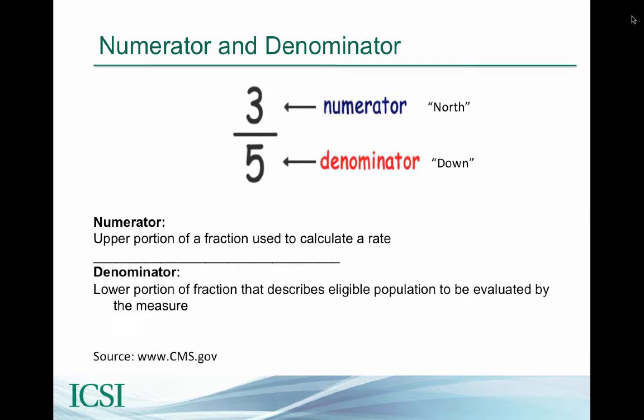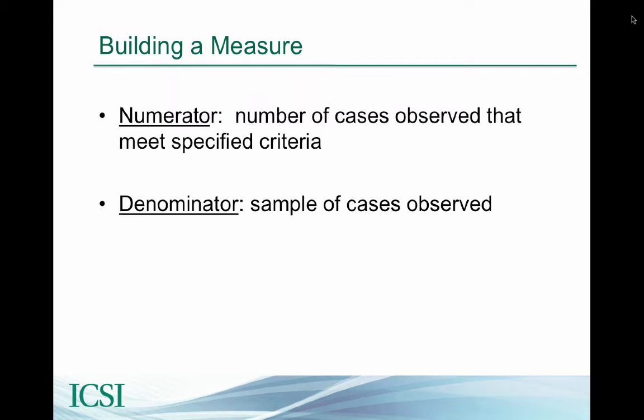It says numerator, upper portion of a fraction used to calculate a rate, and the denominator is the lower portion of fraction that describes eligible population to be evaluated by the measure. We'll go on to the next slide, and that will give us a tell about how we can work with that further. So building a measure, numerator, number of cases observed that meet specified criteria, and denominator, sample of cases observed.